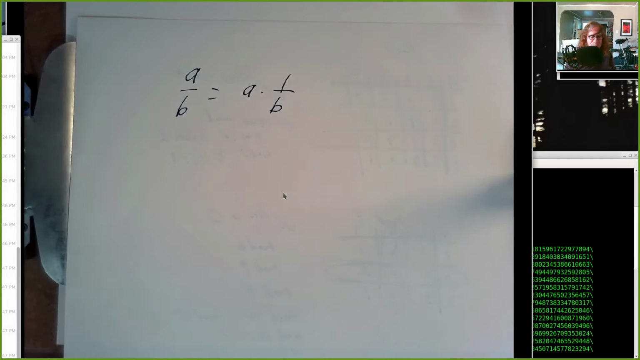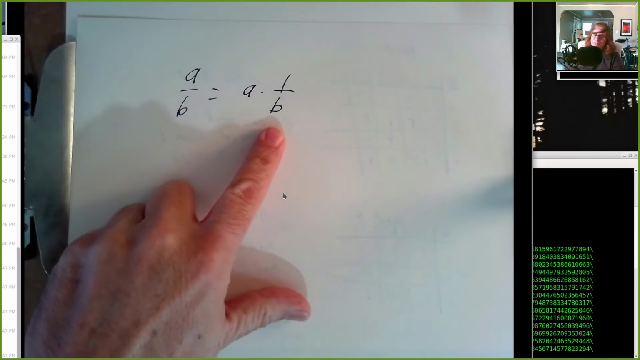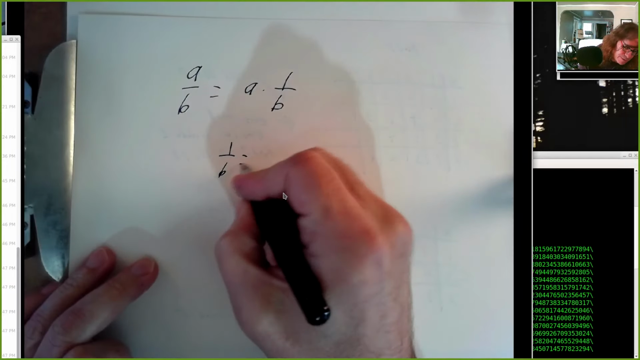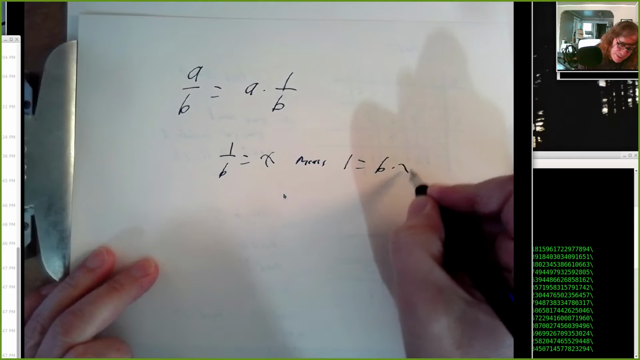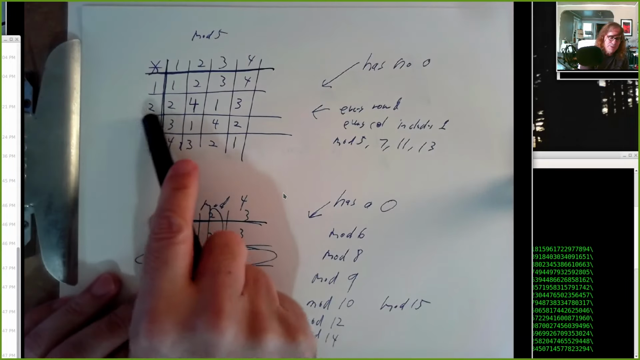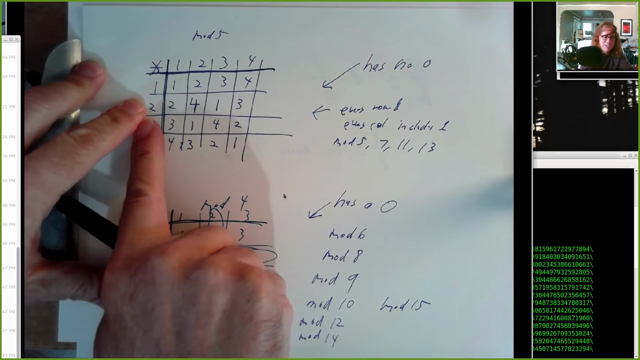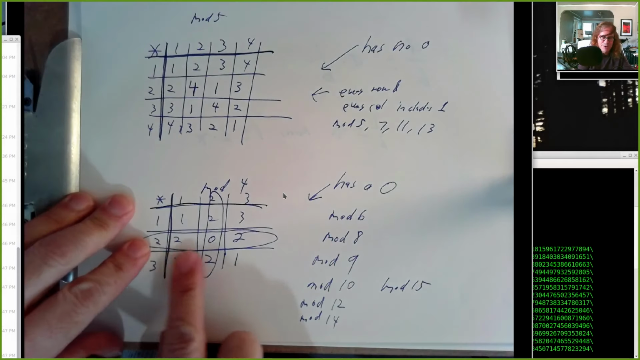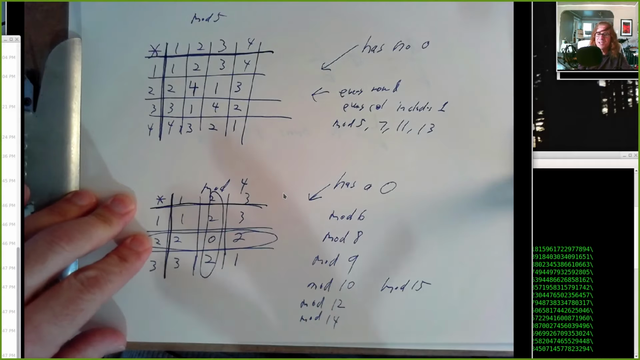If you've done linear algebra, that's what we learn there. To divide two matrices, we multiply one by the inverse of the other. Well, what does it mean to say 1 over B? It means there's some x such that if we take b and multiply by x, we get 1. Well, if there's a 1 in this row, it means that 2 has an inverse. There's something we can multiply 2 by to get 1, in particular 3. If there's no 1 in this row, there's nothing we can multiply 2 by that will give us a 1. 2 does not have an inverse.